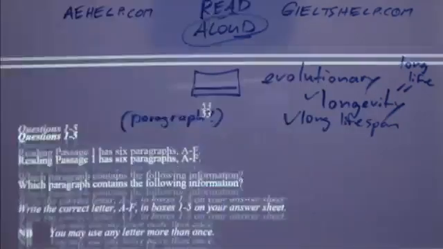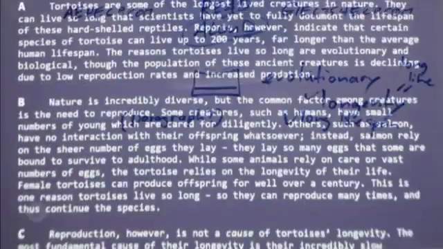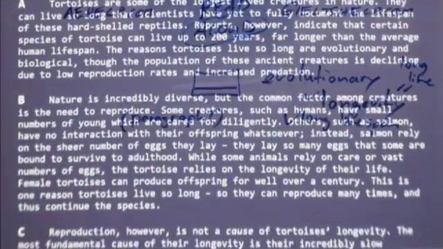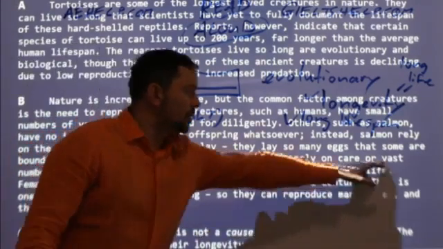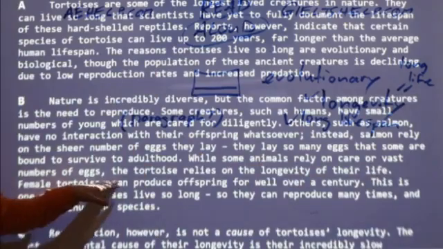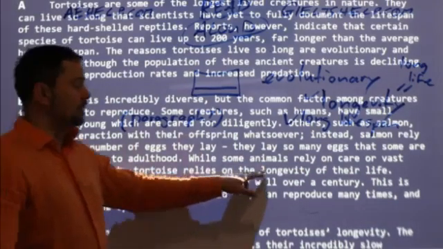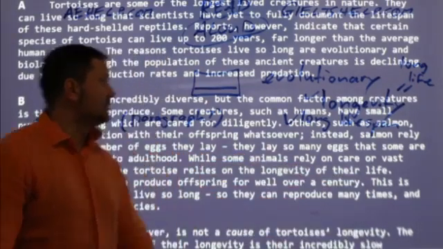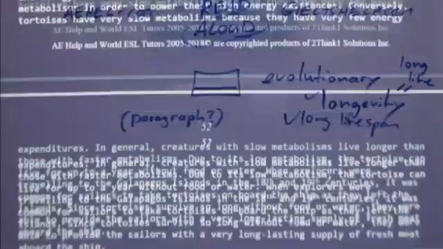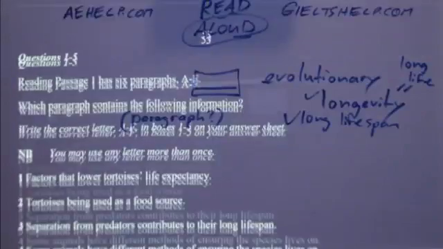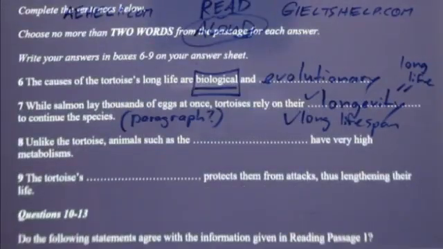So if I had to search, I could find it there, right? So let me just go back. So again, this is locating. This is not skimming and scanning. So while some animals rely on care or vast number of eggs, the tortoise relies on the longevity of their life. Very nice. Paragraph B. Good for you, students. Good job. All right. Let's keep going.